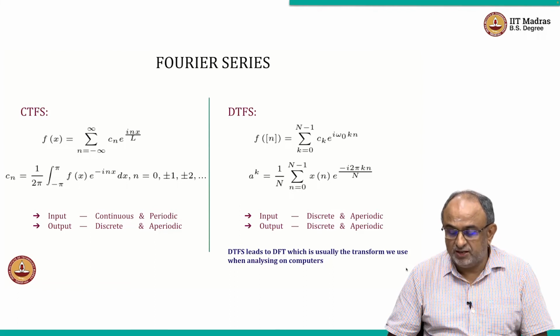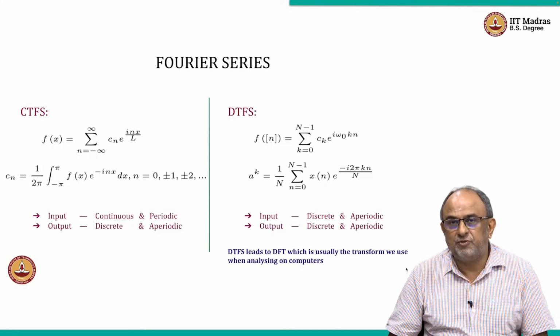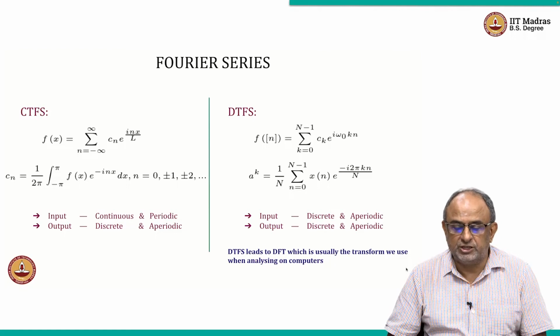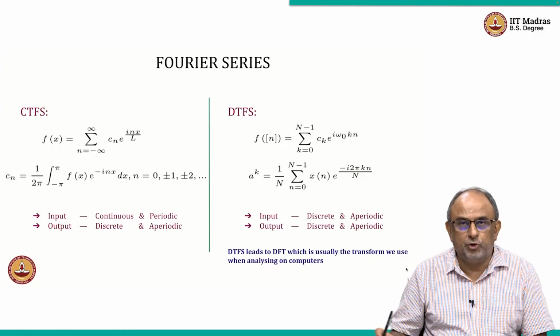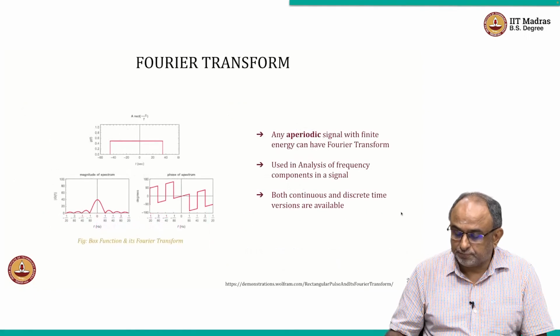And in this case, you will see that both directions are discrete and periodic, and from that we will get something called the discrete Fourier transform, which is going to be the basis on which we do everything, right. A special case of that is called the discrete Fourier transform, and on all computers we only do the discrete Fourier transform.